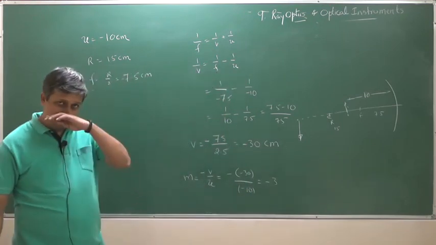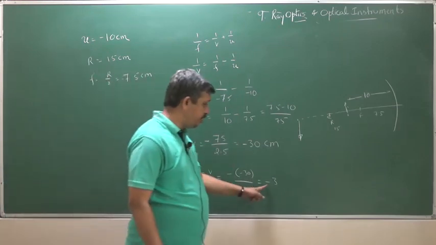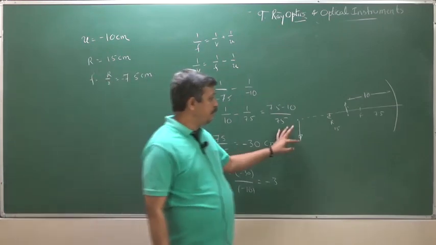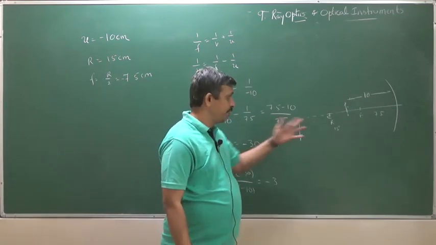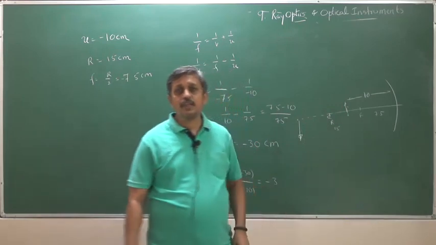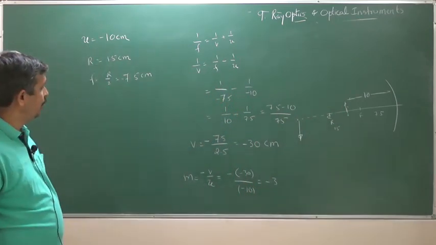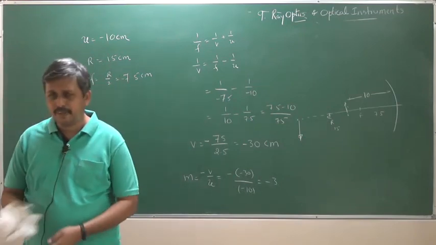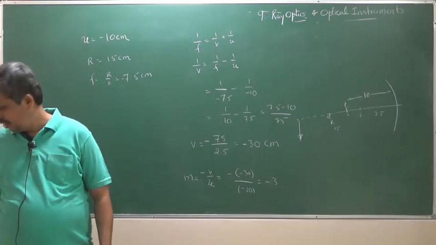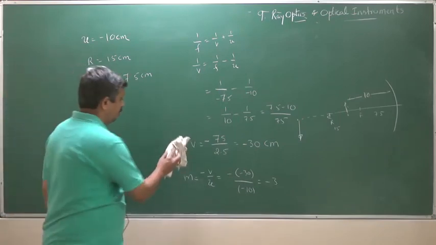So what is the meaning of magnification minus 3? That means it's 3 times, and minus means inverted. So the image is 3 times the object height, and minus means inverted. So it is inverted from what is given in the object. So this is how you can calculate using the formula. You can try a couple of examples, substituting properly, and get some practice on that.